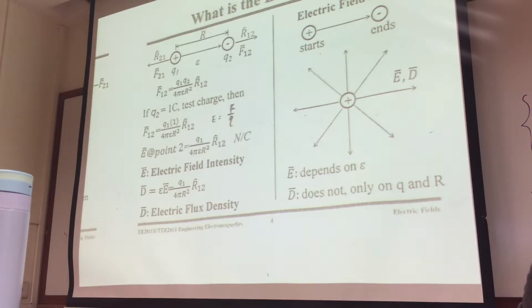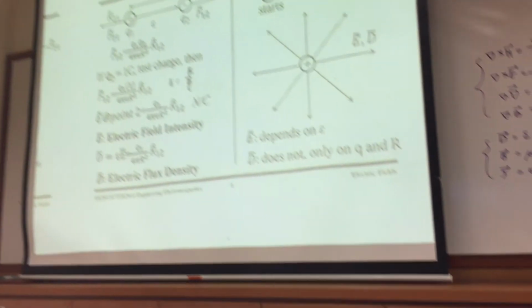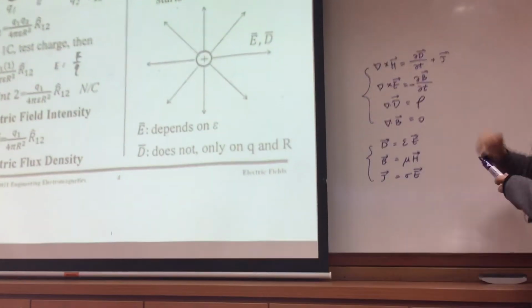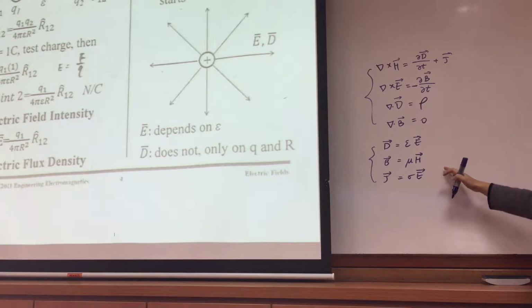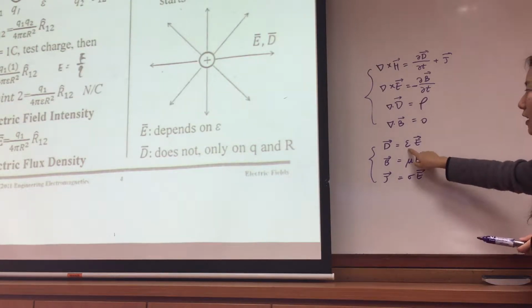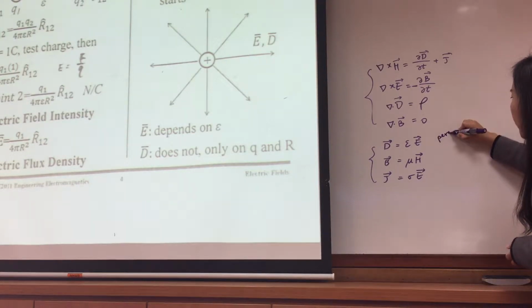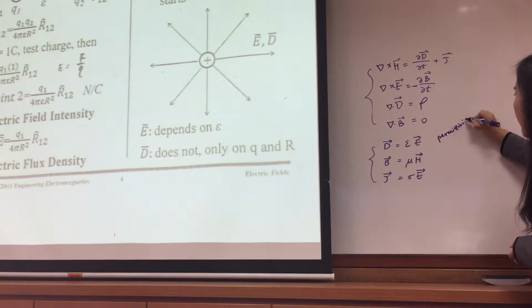3 constitutive relationships. D equals epsilon E. B equals mu H. J equals sigma E. So I talk about it again. So this is Maxwell's equations, and this is the constitutive relationships. Okay? Epsilon is the permittivity. I believe you have met this permittivity.